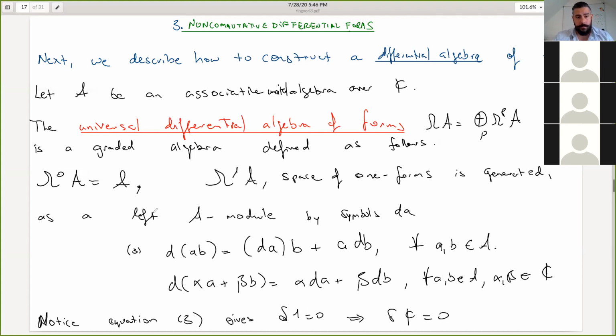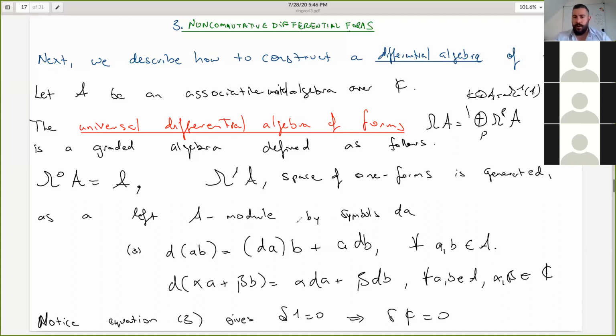So actually, sometimes you also have here a C, C plus A and plus omega 1 of A and so on, okay. So omega 0 A is just the algebra, right? So the space of 0 forms is just made out of the algebra itself. And the space of one forms is generated by a so-called left A module by symbols dA.